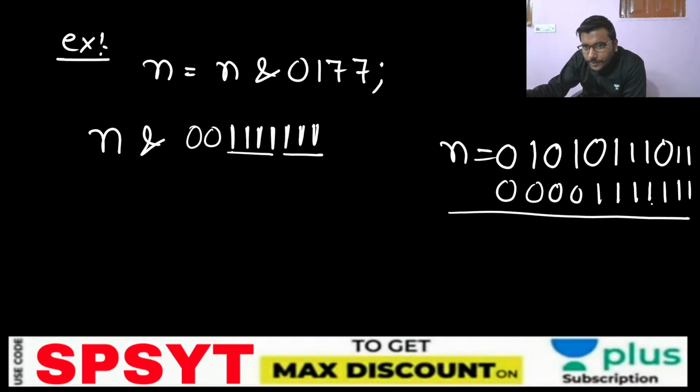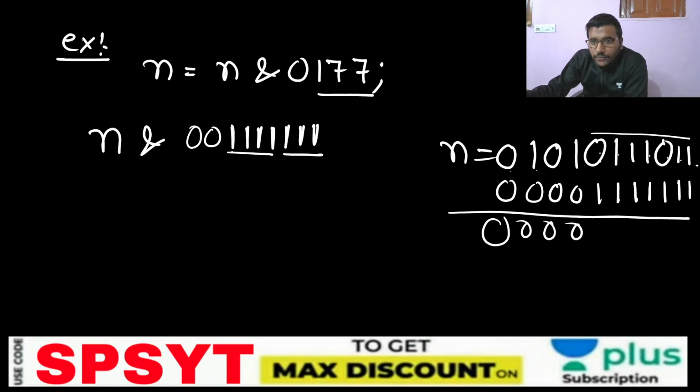So if you want only the last 7 bits of n, you can do this. This is called masking, the AND mask, masking off. You AND with that, and the remaining bits become 0. If n has bits like this, the upper bits become 0, and the last 7 bits stay as they are, because 0 AND 0 is 0, 0 AND 1 is 0, 1 AND 1 is 1.